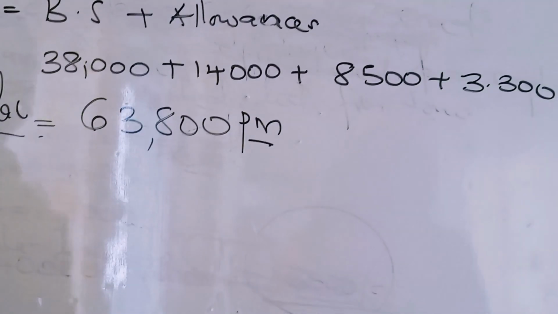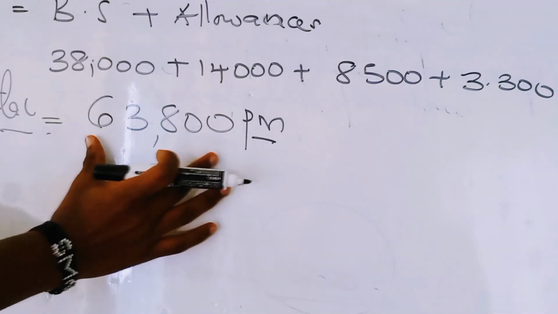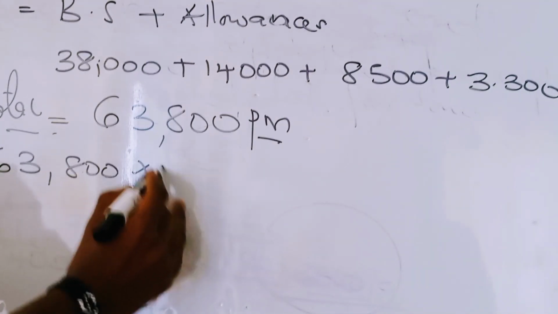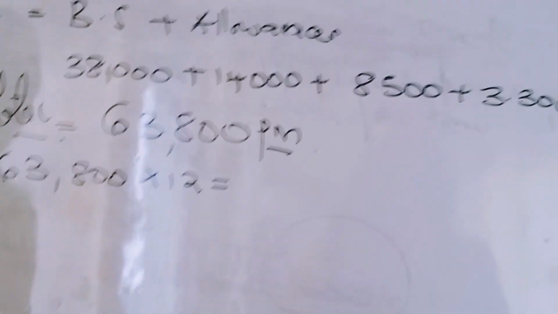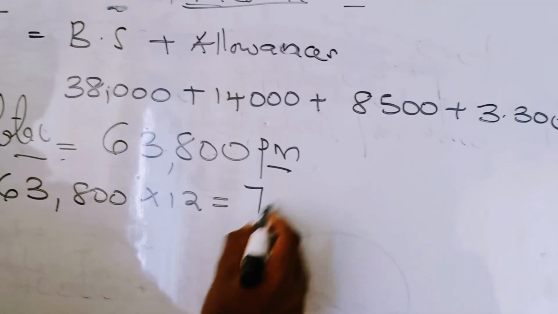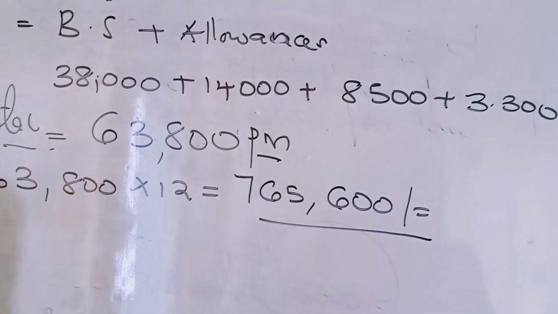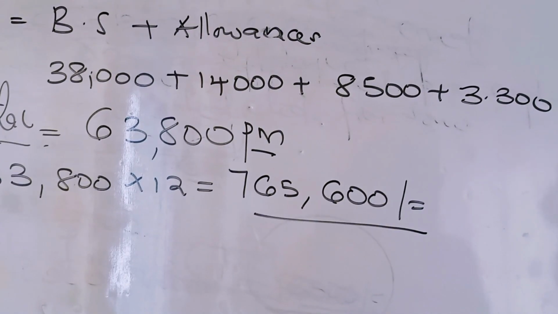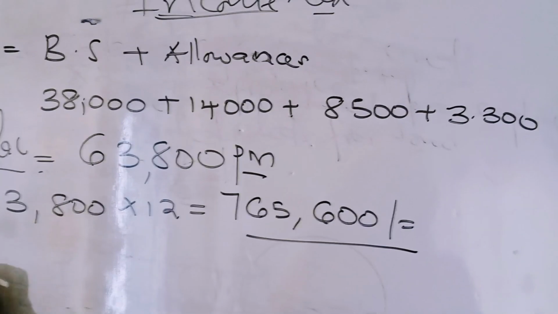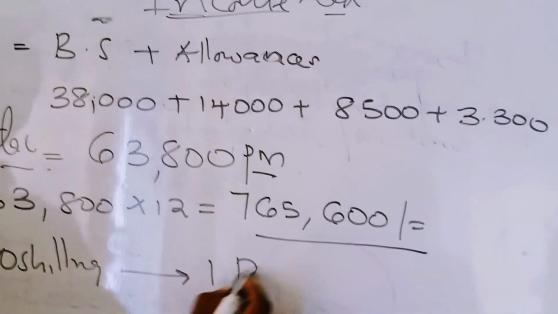But remember, our table is taxing per annum. So to get the amount taxable in one year, you're going to have 63,800 times 12. That adds up to 765,600 Kenya shillings per year. Another factor to consider is that our table is taxing in Kenyan pounds, and we know that 20 Kenya shillings is equal to 1 pound.